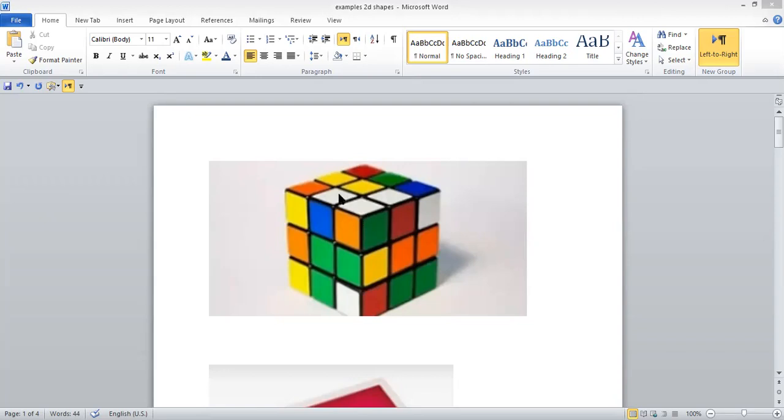Cube, because you can see that all faces are equal squares, and you can check the faces: 1, 2, 3, bottom 4, this right side 5, and this one here 6. There are 6 faces and 12 edges and 8 vertices. 1, 2, 3, 4, 5, 6, 7, 8. So this is a cube. Now, can you identify that shape?